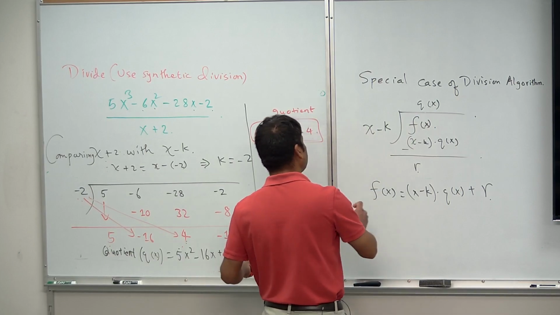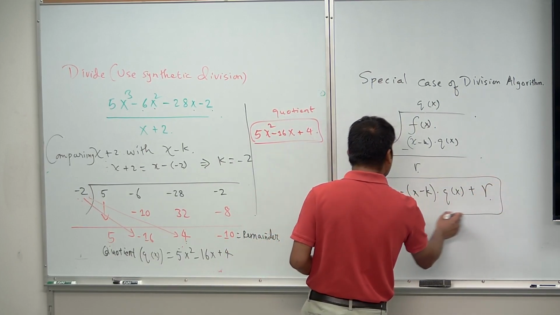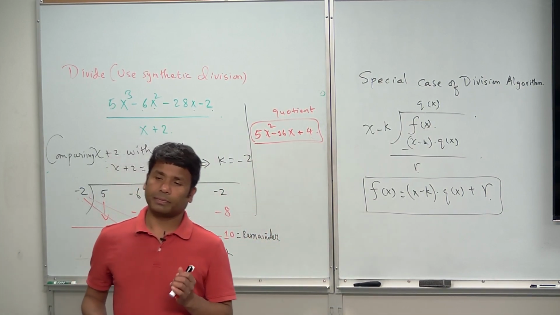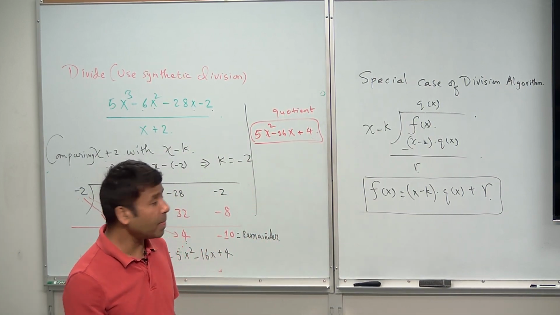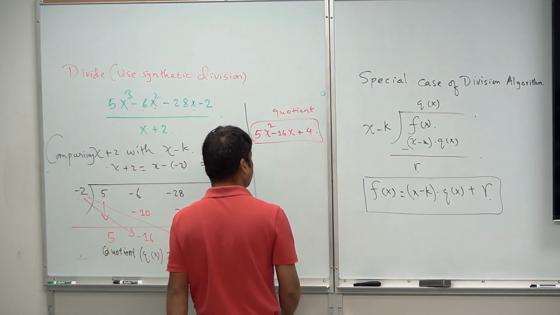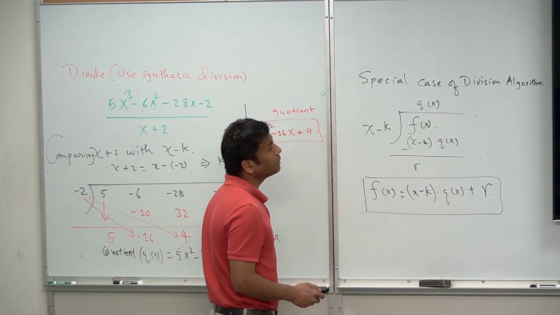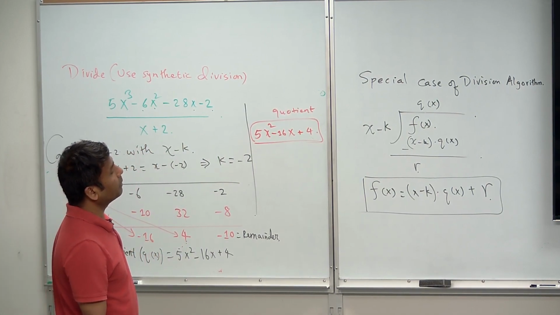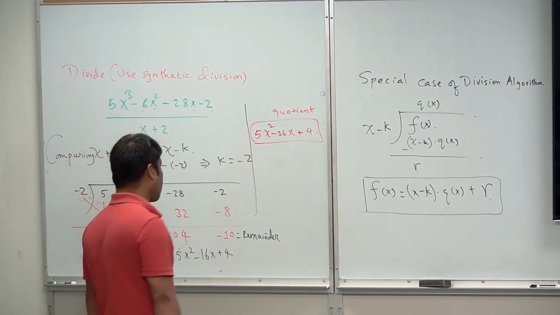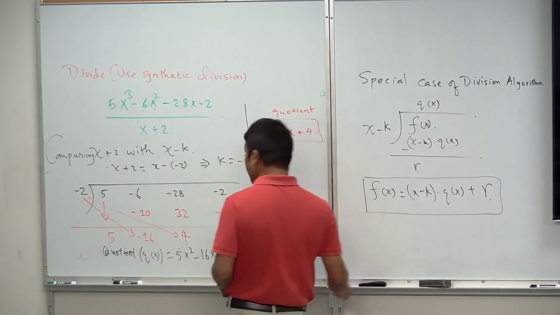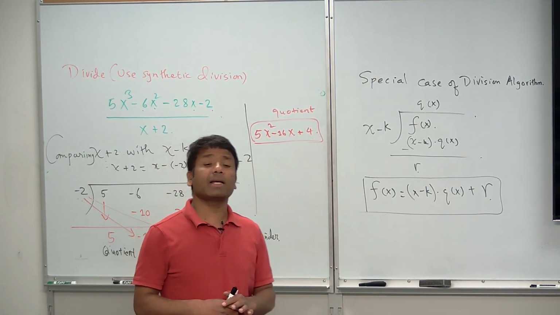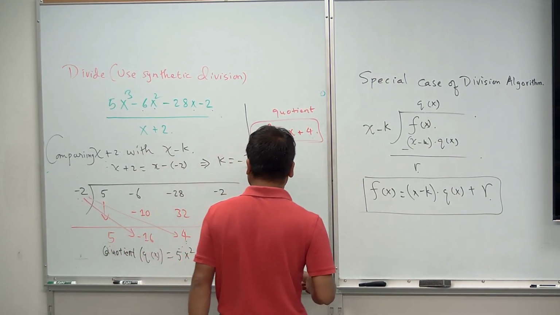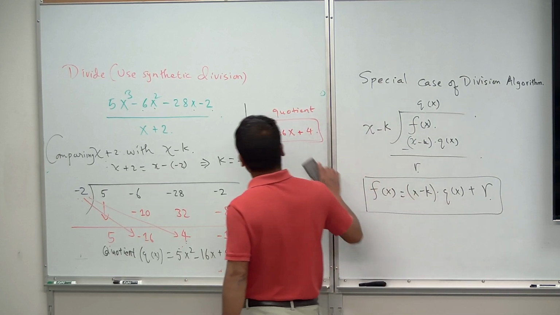So this is the special case of the division algorithm. Make sense? Okay, good. So this is the remainder theorem, guys. If f(x) is divided by x minus k, then the remainder is equal to f(k).